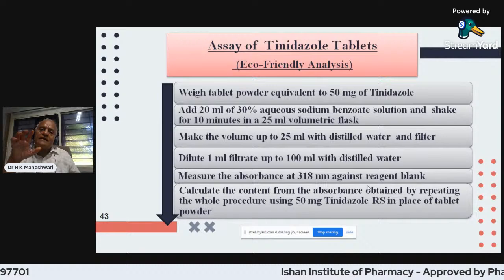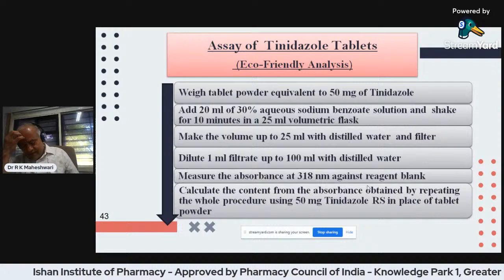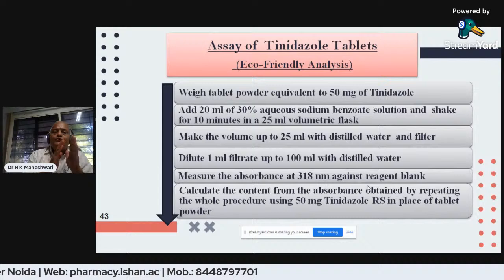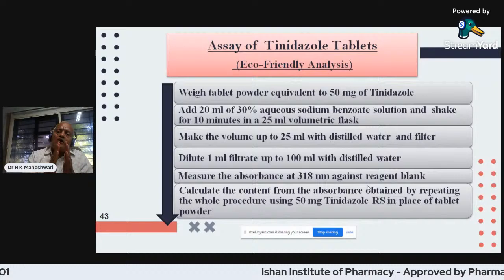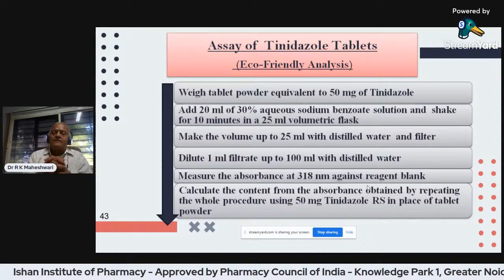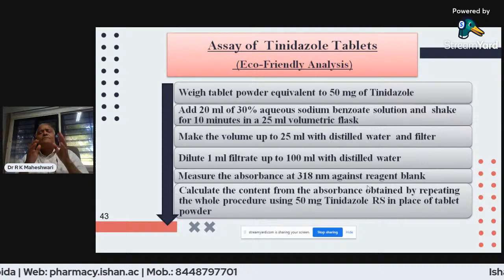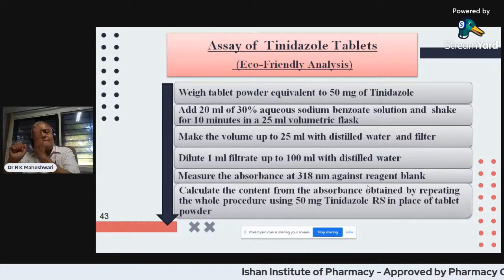Now one thing you should mind well: sodium benzoate does not interfere above 292 nm. That's why there is no interference in UV estimation of tinidazole at 318 nm. Similarly, another hydrotrope is niacinamide, which is also employed for UV analysis. Niacinamide also does not interfere above 292 nm. So in my research paper I told that mostly above 300 nm, if your peak of drug is there, you can utilize sodium benzoate or niacinamide like this.